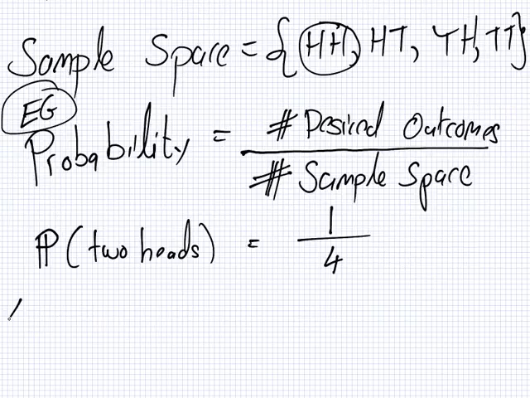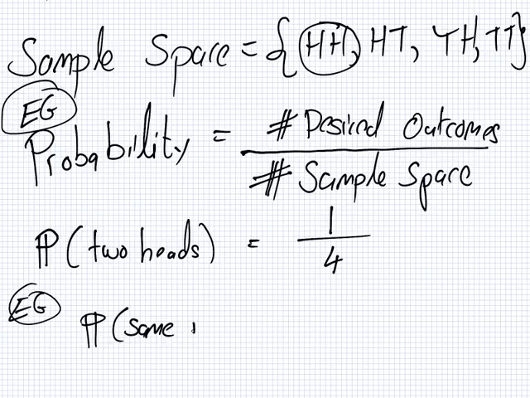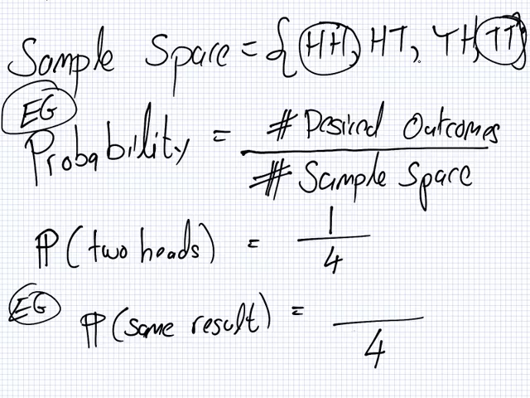Can I do another one? Yeah. Probability of the same result each time. So, again, in total there's 4 in total, yeah, sample space. And how many are outcomes we want? 2 this time. So the answer would be half then, 1/2 then.